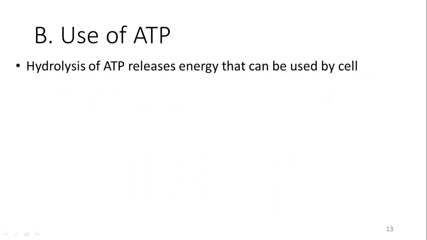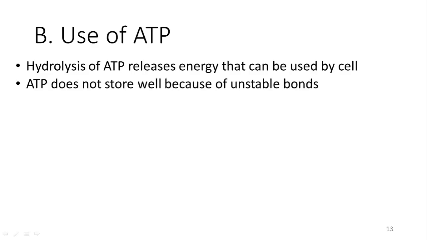So ATP, again, is used through the process of hydrolysis, so adding a water and causing the bond to break. It doesn't store very well long-term because of these unstable bonds. So if you want more long-term energy, you're going to use glucose, glycogen, starch, lipids.